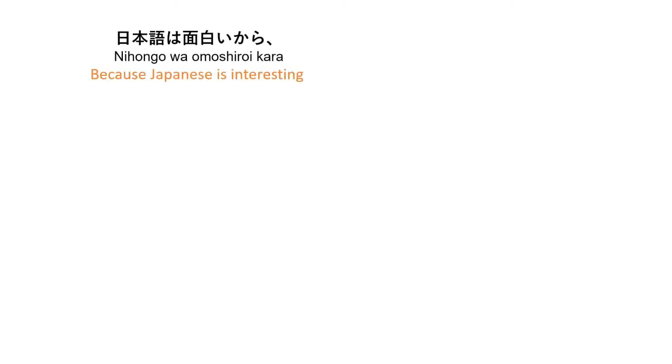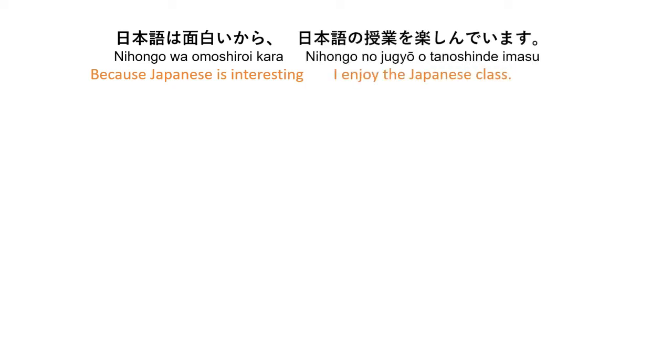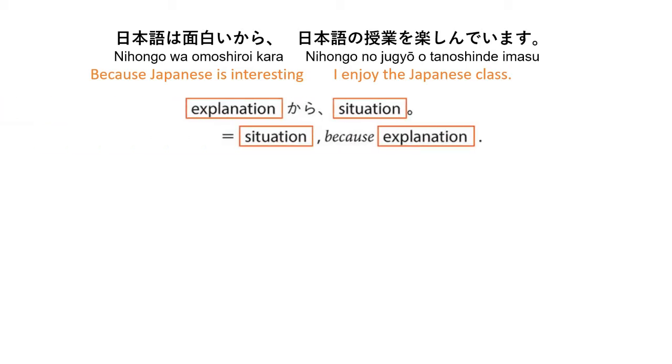We have learned in the previous lessons how to connect a situation to an explanation. For example, Nihongo wa omoshiroi kara Nihongo no jugyo o tanoshindeimasu. Because Japanese is interesting, I enjoy the Japanese class. The grammar rule there is explanation kara and then situation. And it is translated to situation because explanation.